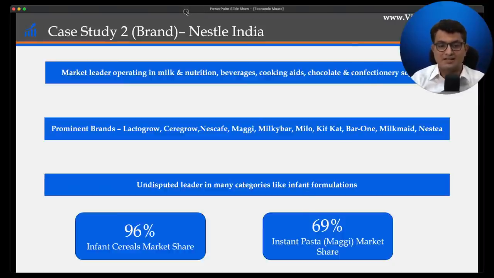And prominent brands are Lactogrow, CareGrow, Nescafe, Maggie, Milky Bar, a lot of which I showed you. And it's the undisputed leader in many categories like infant formulations. It has 96% market share in the infant cereals market and 69% market share in Maggie, or instant pasta or noodles, whatever you want to call it.